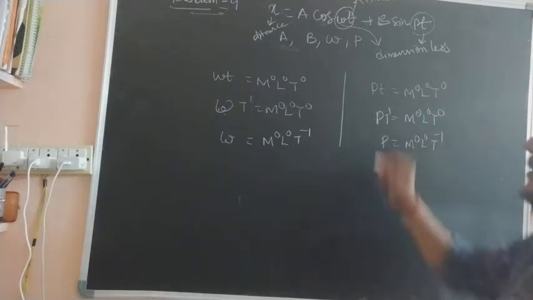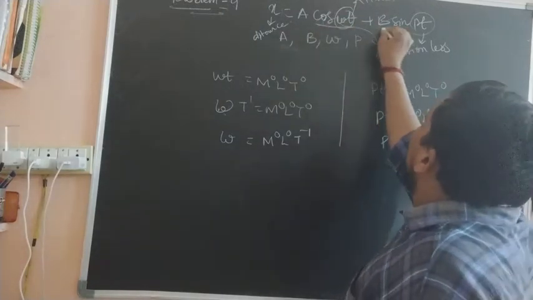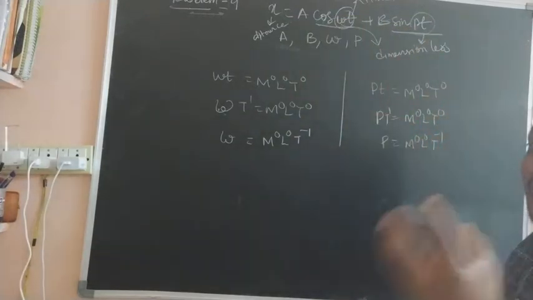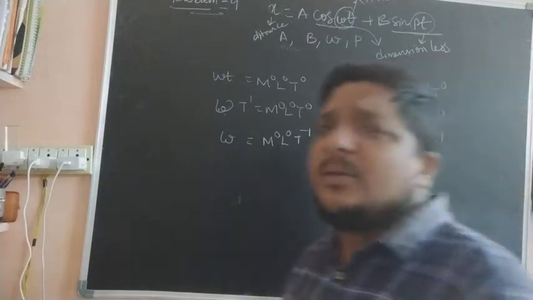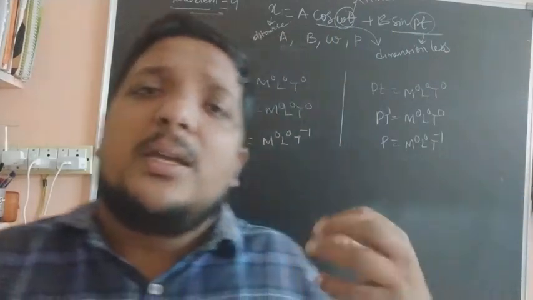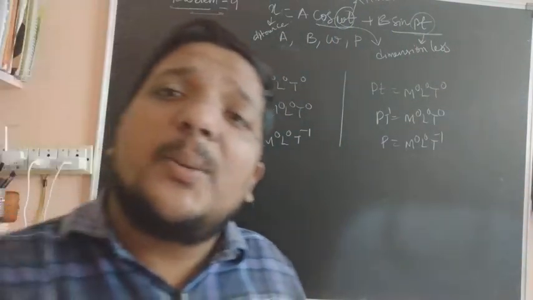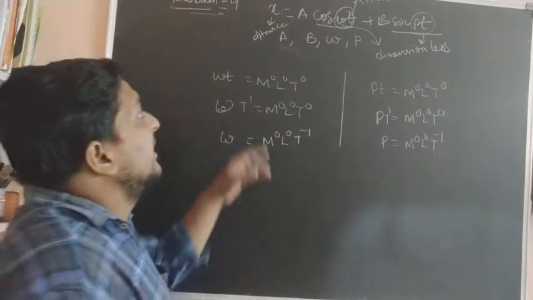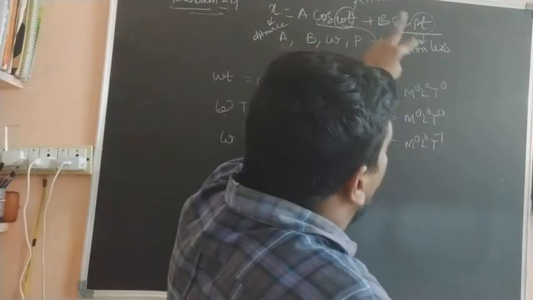We don't consider any dimensional formula for sin(pt) or sin(ωt). Why? Because they become numerical values. Sin 30 is 1/2, a numerical value. Sin 60 is a numerical value. Sin 90 is a numerical value. Sin 0 is also a numerical value. So we don't keep any units for them.